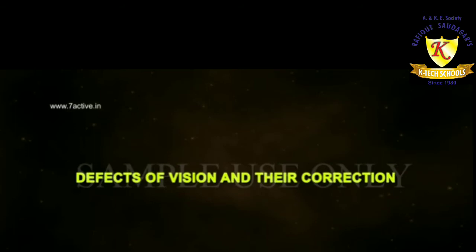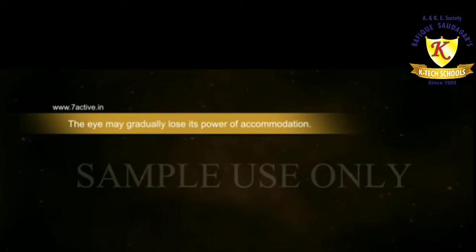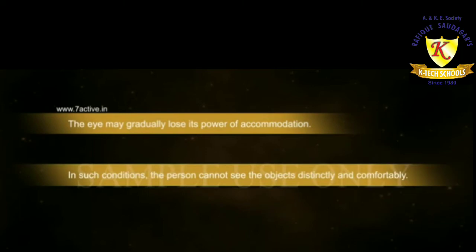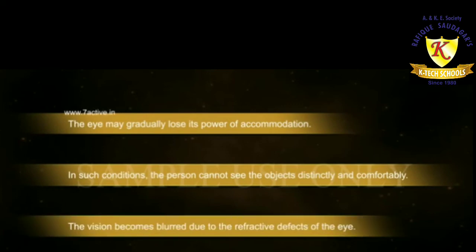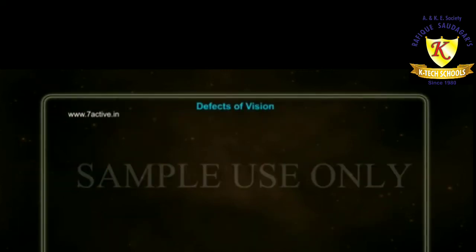Defects of vision and their correction. Let's see. The eye may gradually lose its power of accommodation. In such condition, the person cannot see the object distinctly or comfortably. The vision becomes blurred due to the refractive defect of the eye.